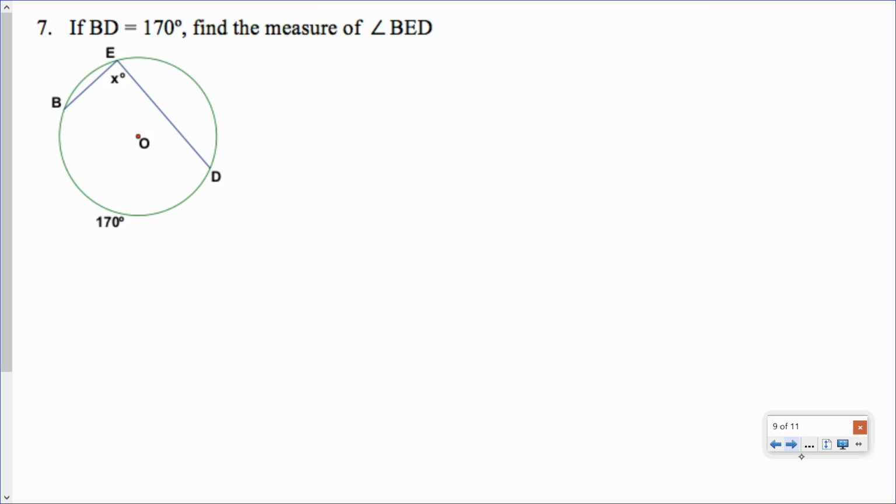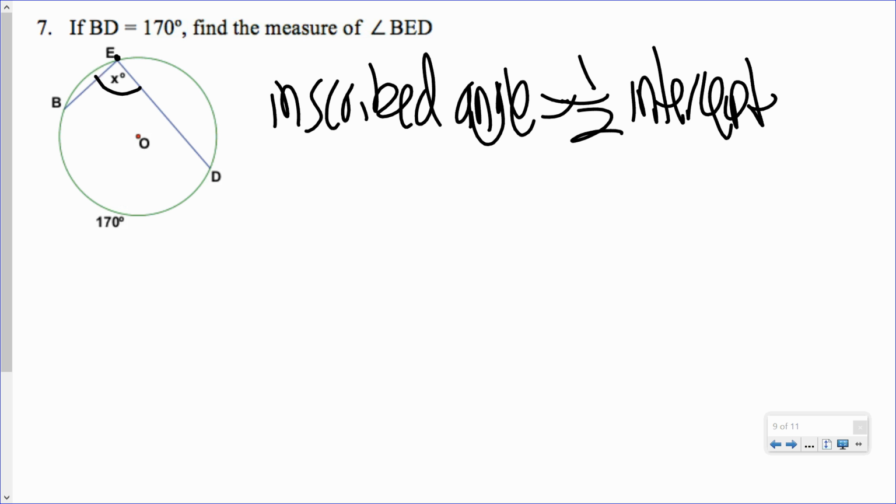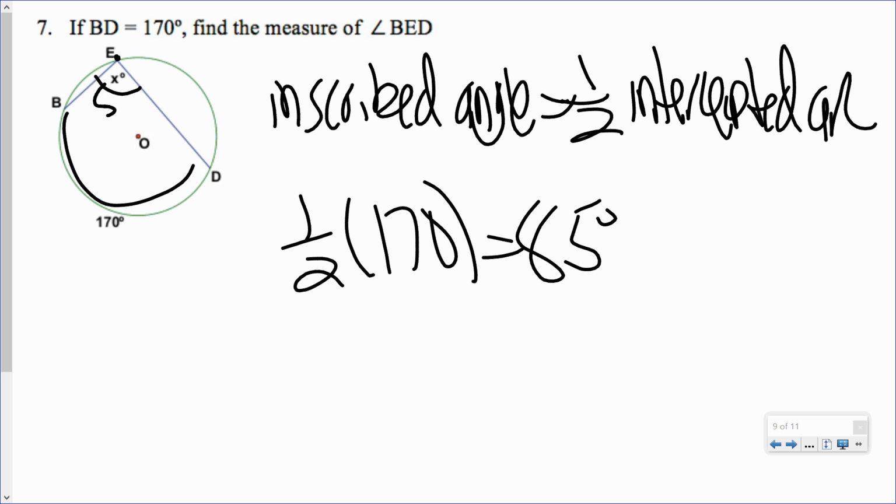Similarly, for number 7, again, it's asking for an inscribed angle since the vertex is on the circle. And again, an inscribed angle is equal to half of the intercepted arc. So, half of 170 is 85. And that's it.